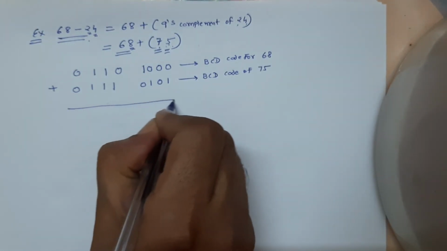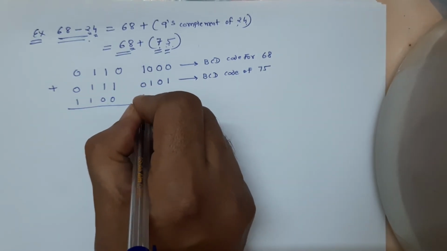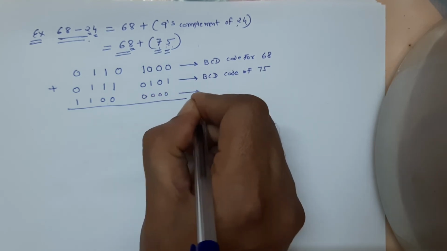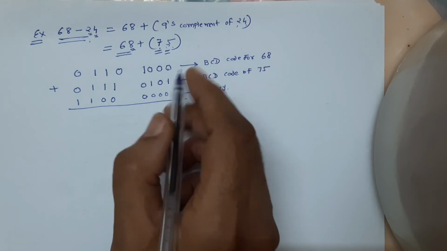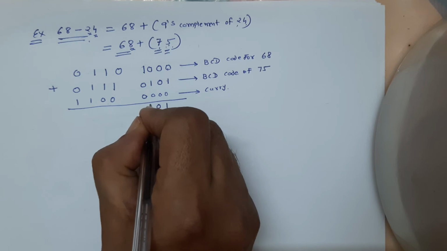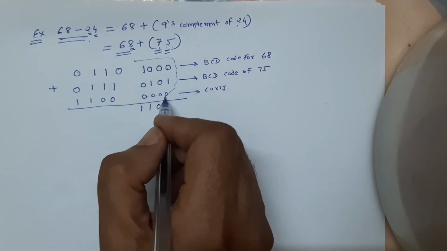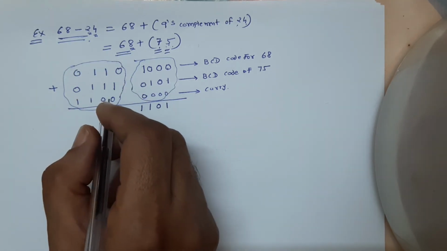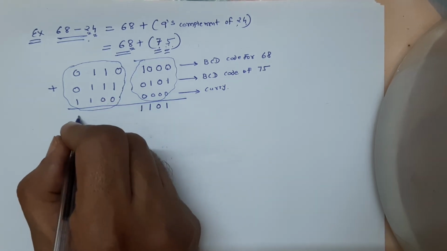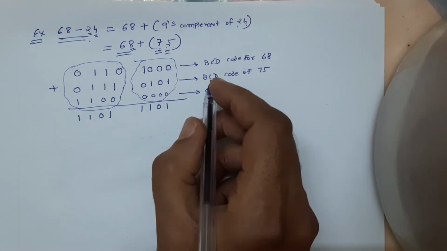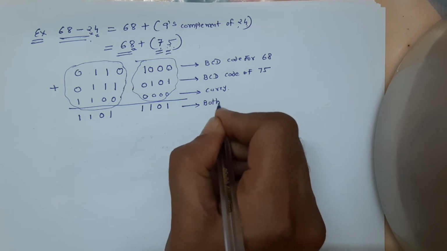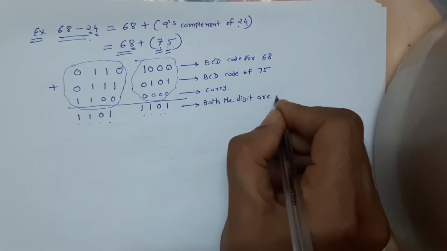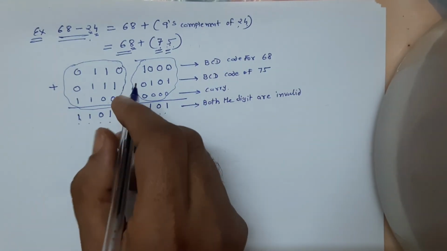Now add them, 1100, 1100, and there is no carry, this is your carry, right? 0 plus 1, 1, same way 0, 1, 1, right? For addition of this, now addition of this, we are getting 0110 1110 1. Both the digits are invalid here, both this digit as well as this digit, both the digits are invalid. Why is it invalid? 1 and 1, so it is invalid.